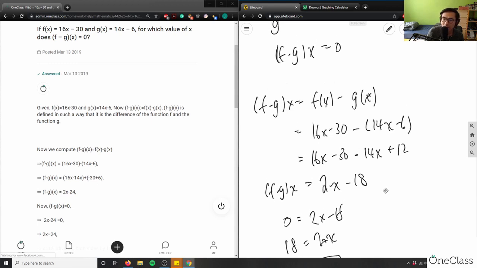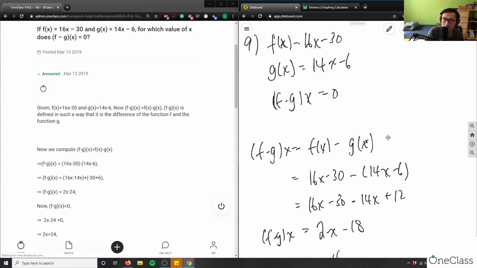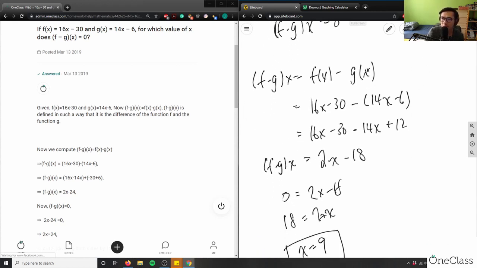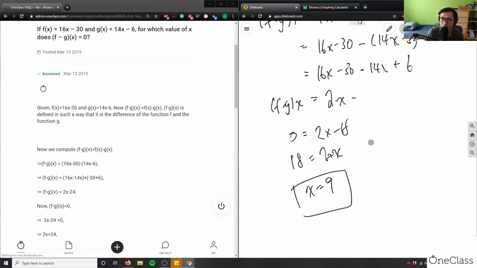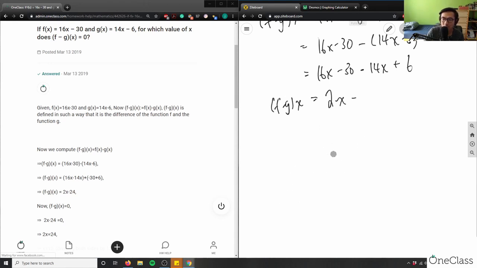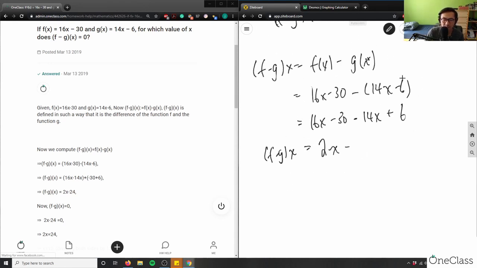Did I do my problem wrong? Oh, why did I have a 12 here? Oh my gosh, this is negative, so this is positive 6. Sorry, I messed up here. I think I multiplied the function by 2 in my head. I'm sorry, I don't know why I did that. So my solution here is wrong.